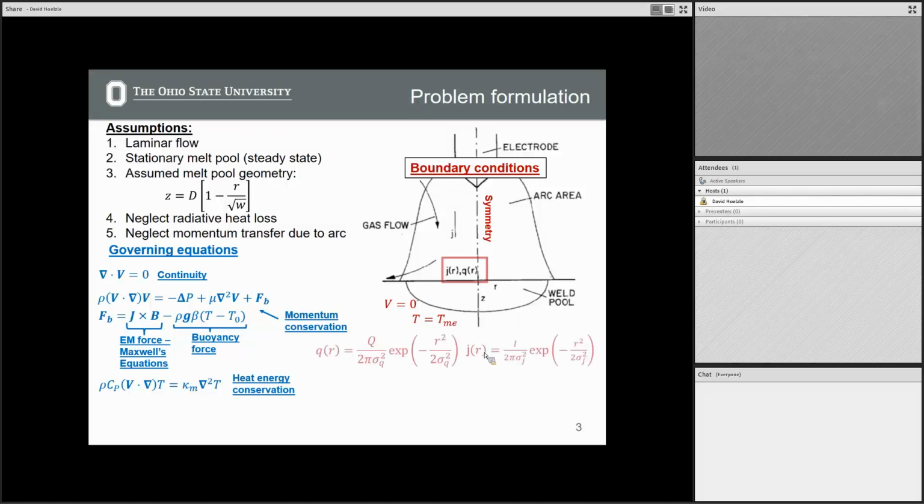They specify the nature of the current and heat fluxes impinging upon the top surface of this melt pool as a function of radius. So this represents heat flux coming in from the electric arc. This represents current coming in from the electric arc. These are independent models of boundary conditions and how much energy the arc deposits, and they are exponential.